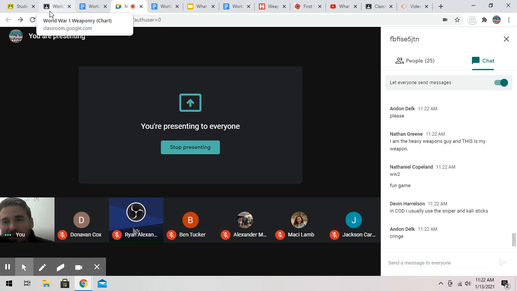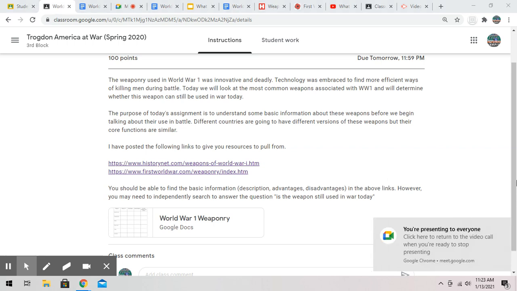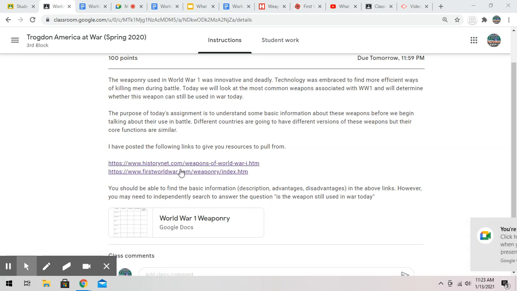I do like sniping. All right, so this is your assignment. I'll let you guys be able to kind of draw from this pretty quickly. These are the 2 links I've given you. Don't feel like these are the only links that you can use. You can use other links, but these are pretty good links.